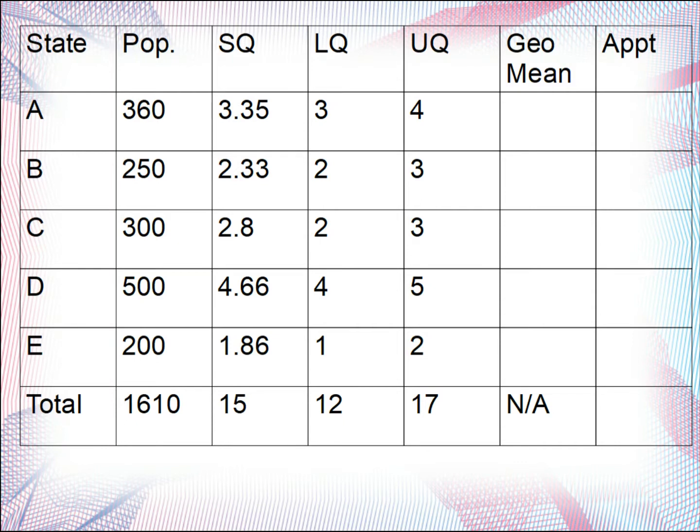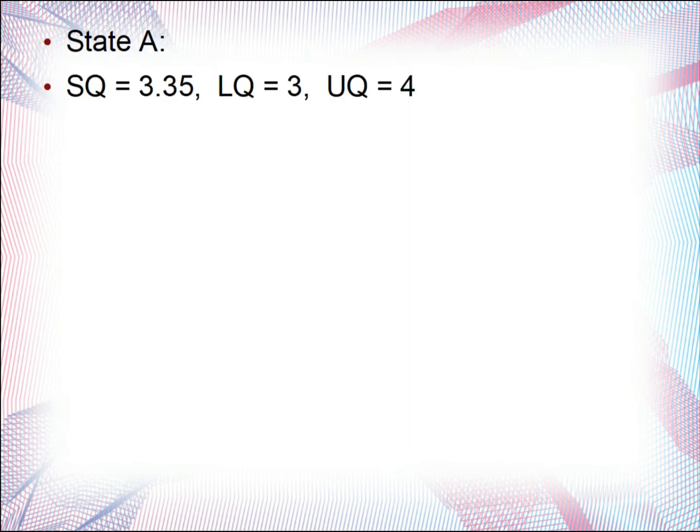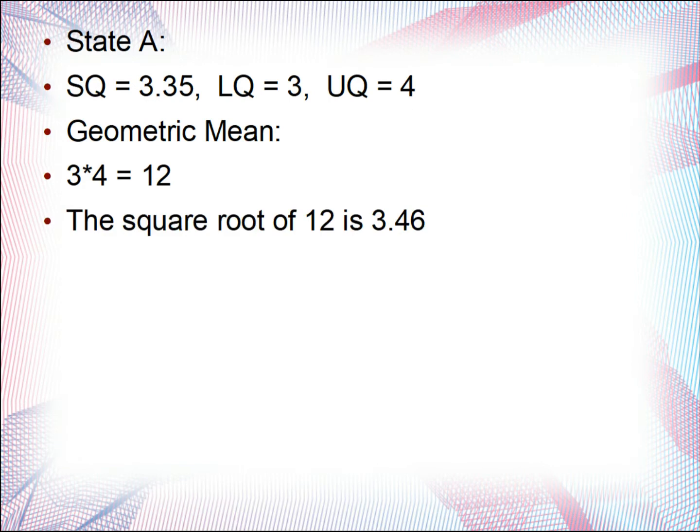So we're going to take this one state at a time, and I'm going to start with state A. So I have all the information for state A that I need, the standard quota, the lower quota, and the upper quota. So we need to compute the geometric mean of the lower quota and the upper quota. So 3 times 4 is 12, and then the square root of 12 is 3.46. So the geometric mean is 3.46.